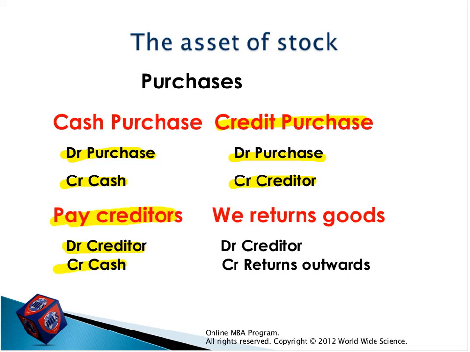Next one, we return the goods. Now we think that the raw materials that we have bought maybe have quality that does not meet our requirements, so we have to return them to the supplier. Here it is the returns outward. We return the goods themselves. We show it on the credit side.